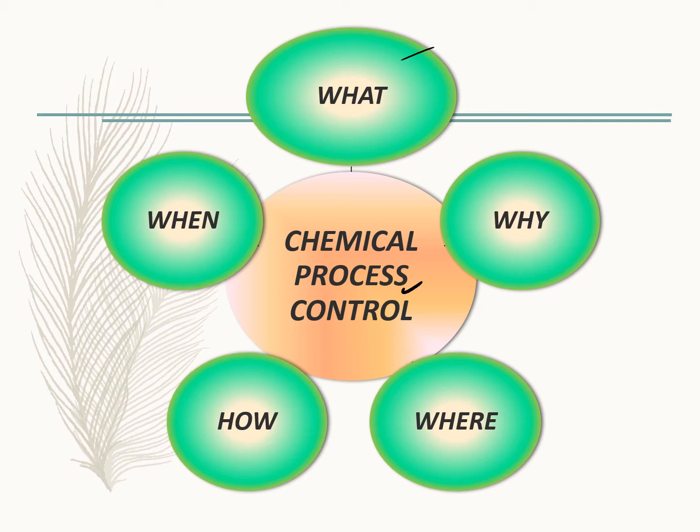Lastly, how do we use the process control inside the process plant? Okay, this process control normally will measure the deviation of the process condition and take an action to cater to the deviation of the process condition so that the process is stabilized and the desired process condition is met.